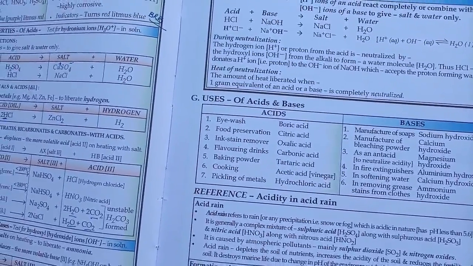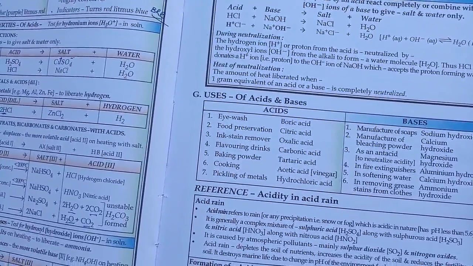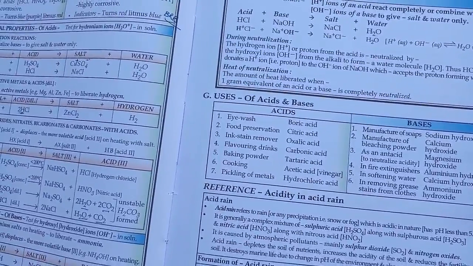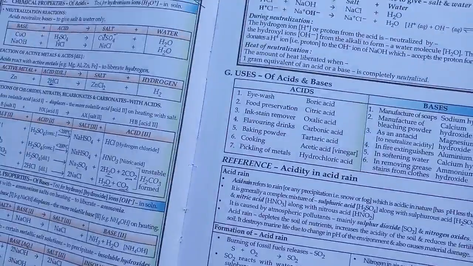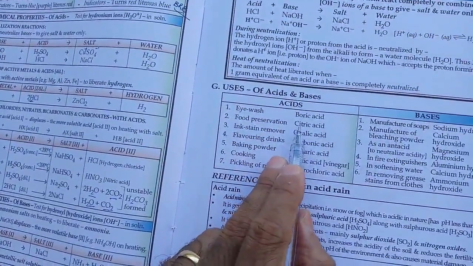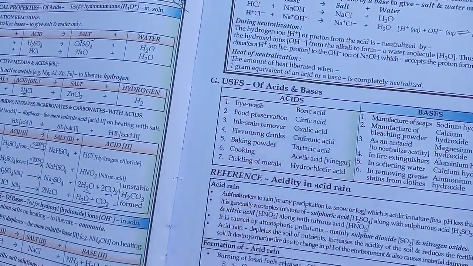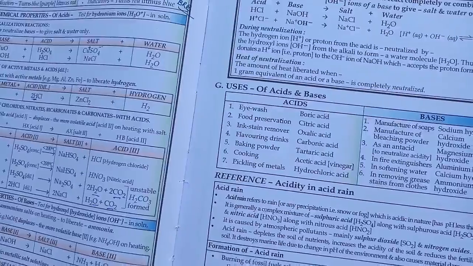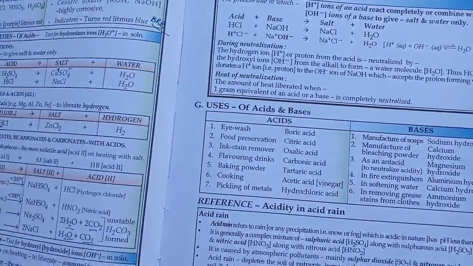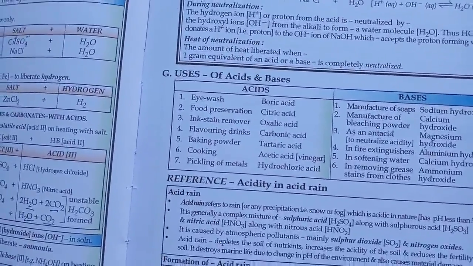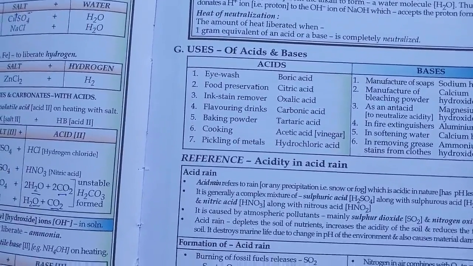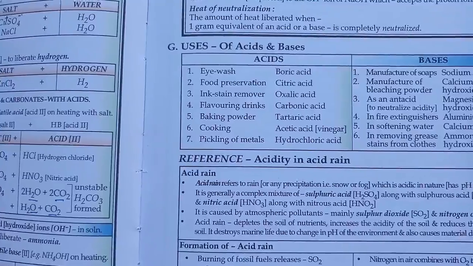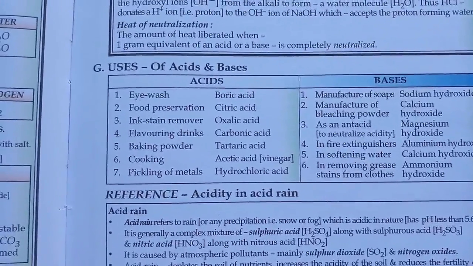Food preservation, we use citric acid. You might come across pickle and jam. This citric acid is used for preservation. Then ink stain remover on your cloth, it removes the ink stain. Flavoring drinks, we use carbonic acid, in whatever soft drinks you are using.